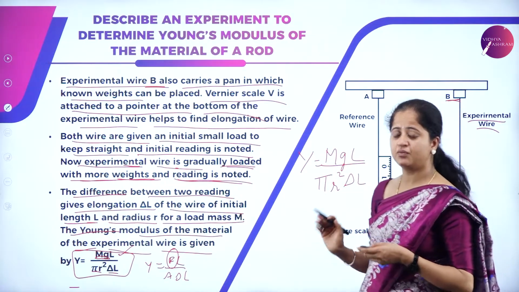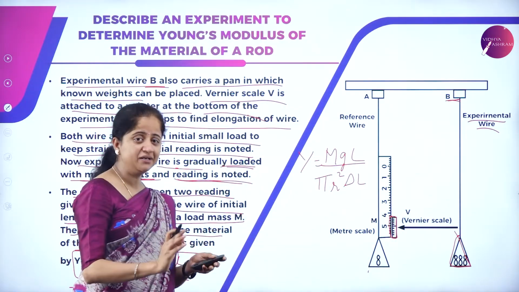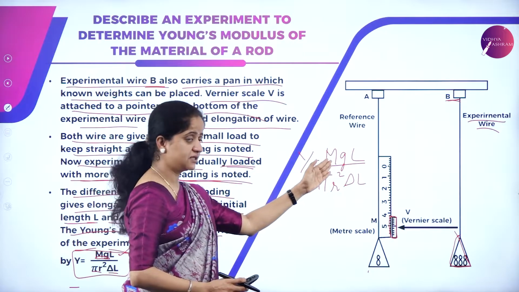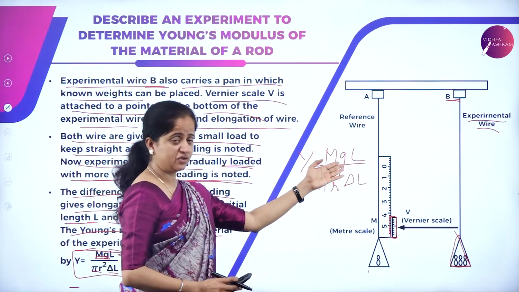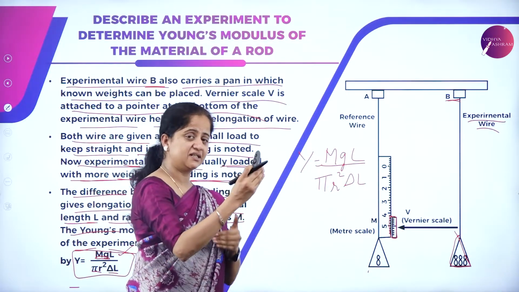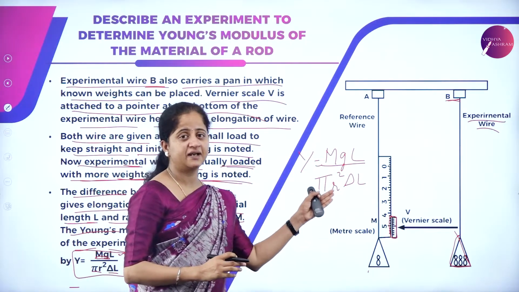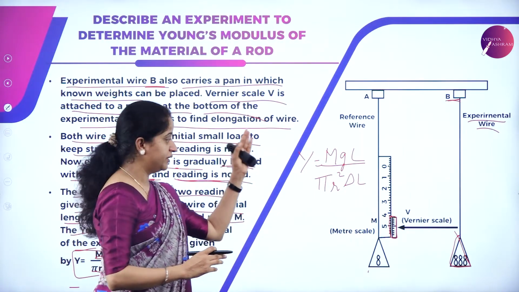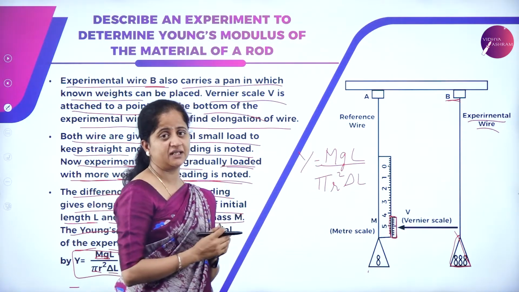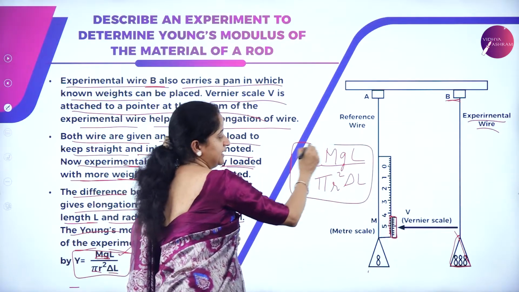So from this we can conclude that the Young's modulus of any material can be determined by knowing these values: the mass and the acceleration due to gravity, whose value is known to all of us, the initial length L, delta L, which is the change in length that we are observing, pi, which we all know, and r, the radius of the wire. So by knowing the length, radius and the elongation produced in the wire, the Young's modulus of any material can be determined.